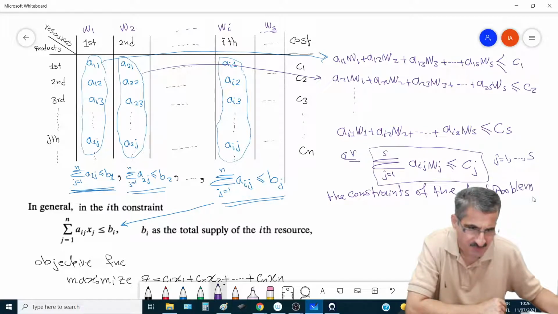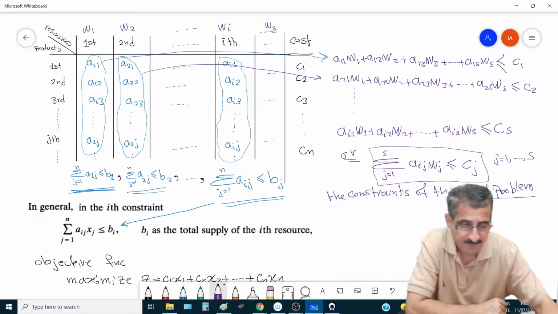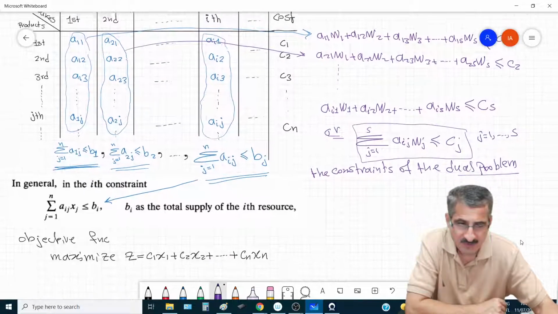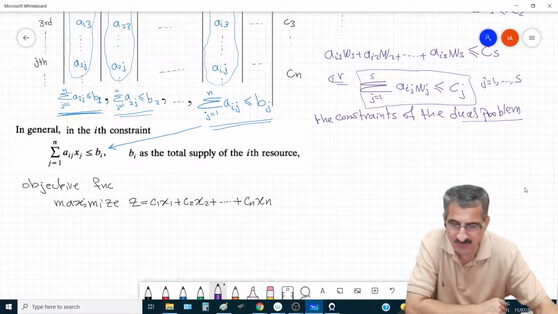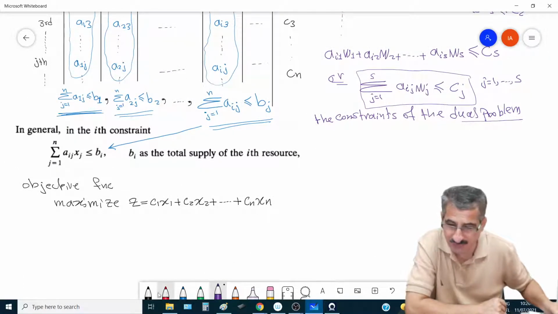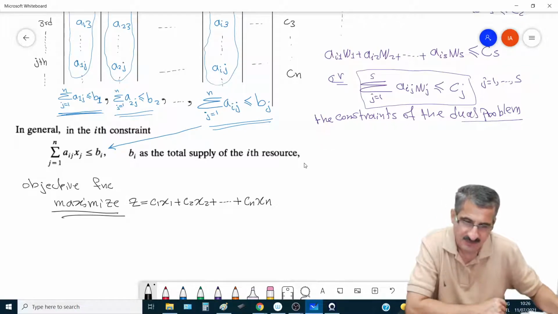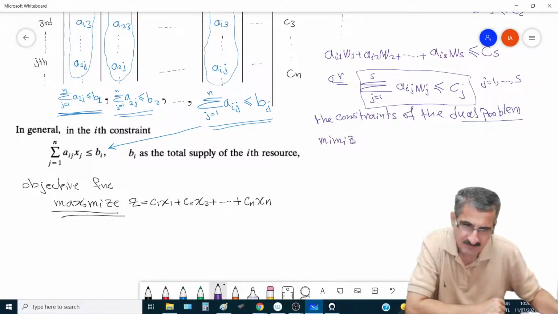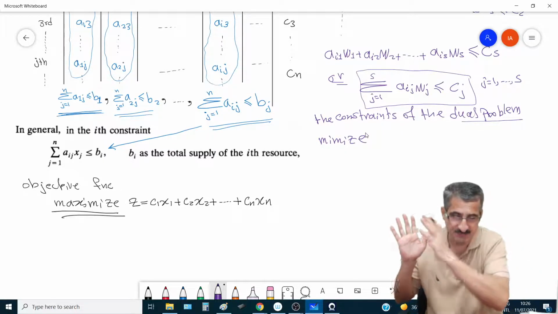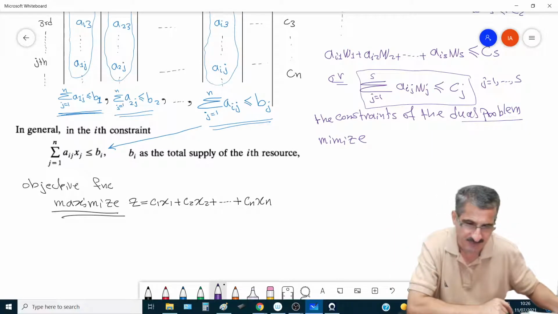The constraints of the dual problem. Okay, now what about the cost of the objective function? So we have here maximize, then the objective function of this dual problem is minimize. So we go the opposite. If it is here maximize, we go here minimize.